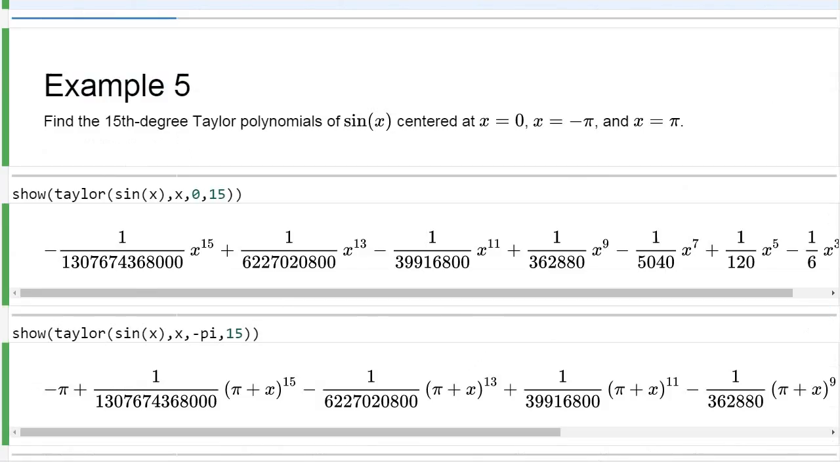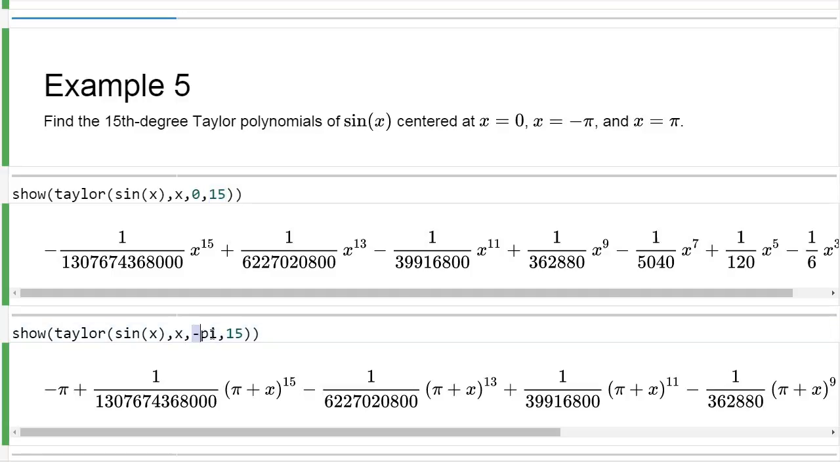Here's another example. I want the 15th degree Taylor polynomials for sine of x centered at x equals 0, centered at x equals minus pi, and centered at x equals pi. So I got 3 different Taylor polynomials here with 3 different centers. So the function is sine, the variable is x, the center here is 0, the degree is 15. And here is the answer that you get. Here's the same function, same variable, same degree.